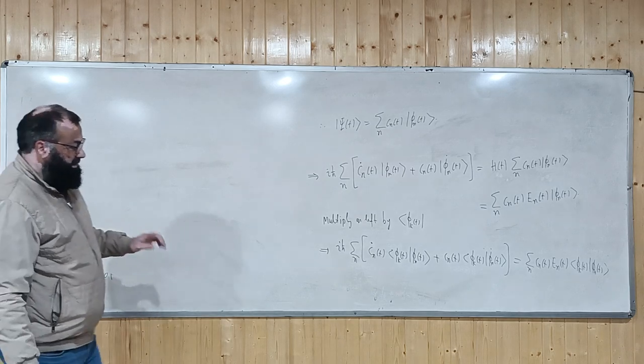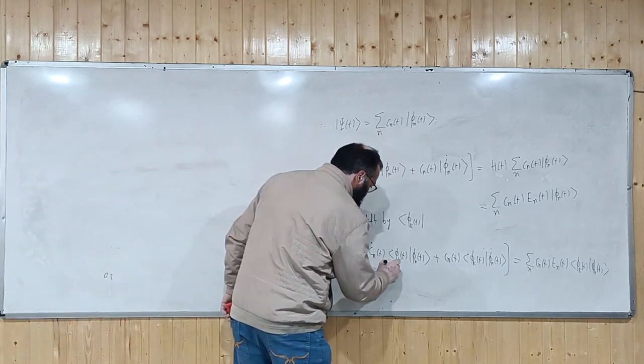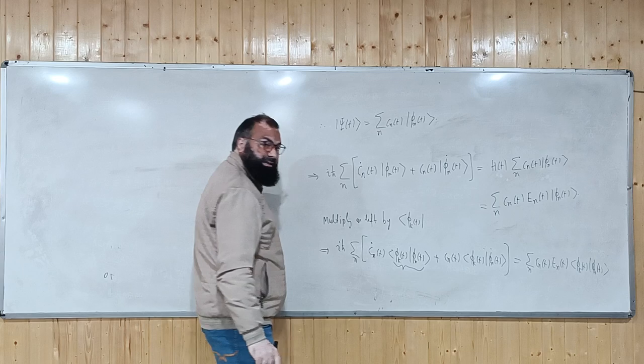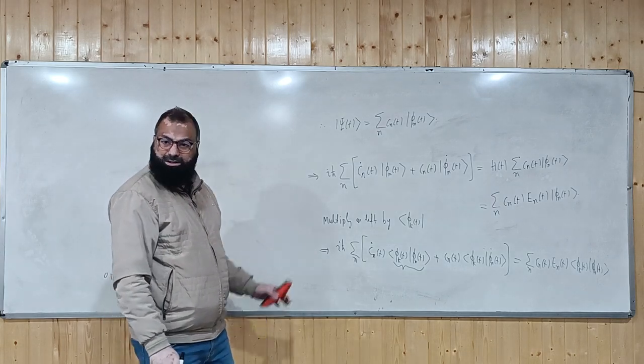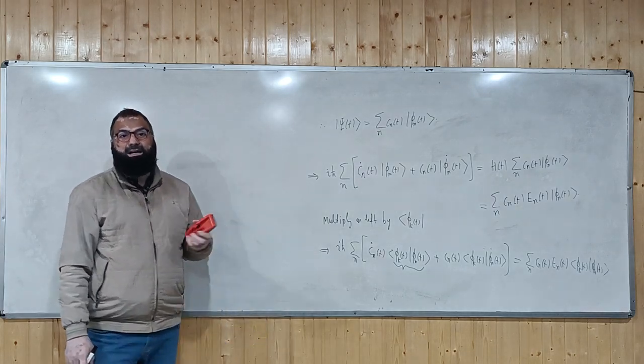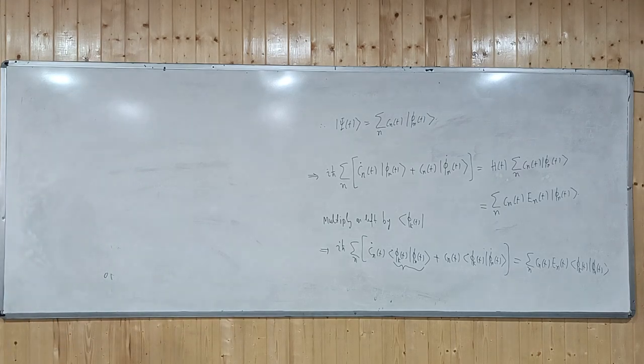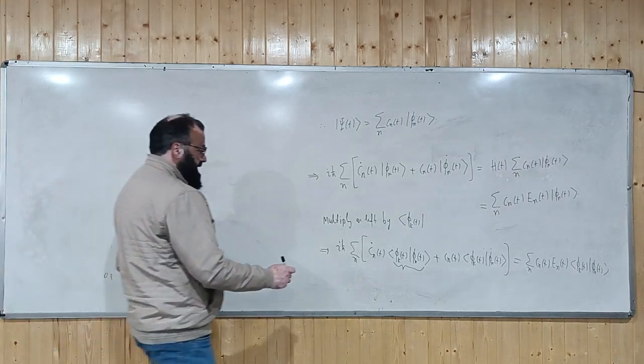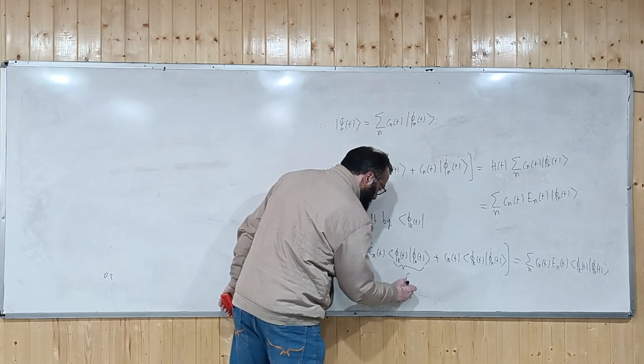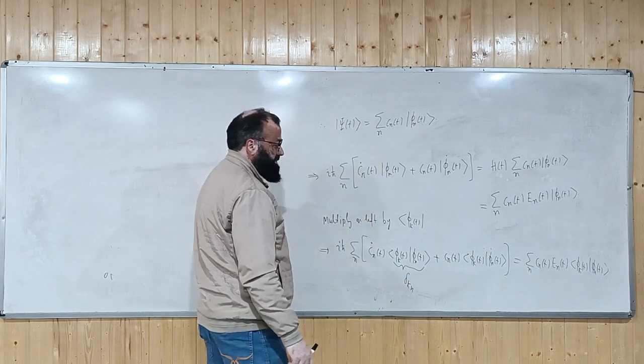Let's take a look at this very term. Since the basis I have chosen is orthonormal, and if these instantaneous eigenstates are not orthonormal, you can make them so by the Gram-Schmidt orthonormalization procedure, this object is delta k n. So what about this other term?